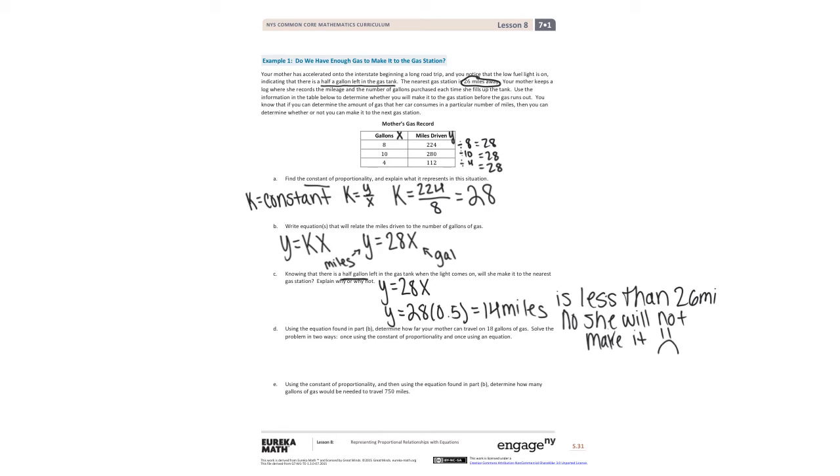All right, D. Using the equation found in part B, determine how far your mother can travel on 18 gallons of gas. Solve the problem in two ways: once using the constant of proportionality and once using an equation. So first, we are going to use the constant of proportionality. We have our constant of proportionality equation written up here. So we're going to take y equals 28x, and we're going to plug 18 in for our x. So we have y equals 28 times 18. Go ahead and put that into your calculator.